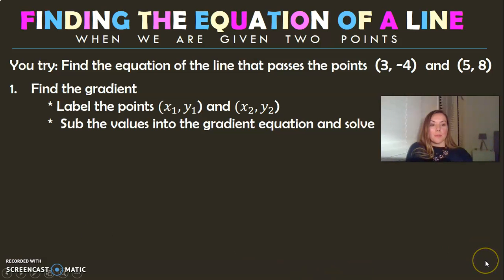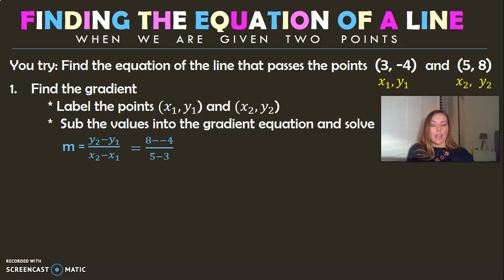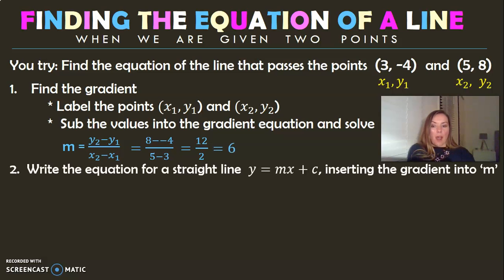So welcome back. Let's see how you went. We started off by labeling our points, x1, y1 and x2, y2. Subbing those values into the gradient equation gave me 8 take away -4 divided by 5 take away 3. 8 take away -4 gives me 8 plus 4, which is 12, divided by 2. This gives me a gradient of 6. Step 2, write the equation for the straight line, inserting that 6 into m. That gives me y equals 6x plus c.